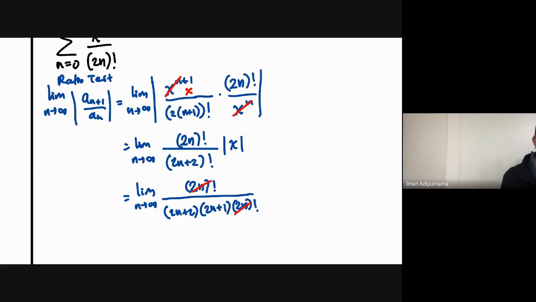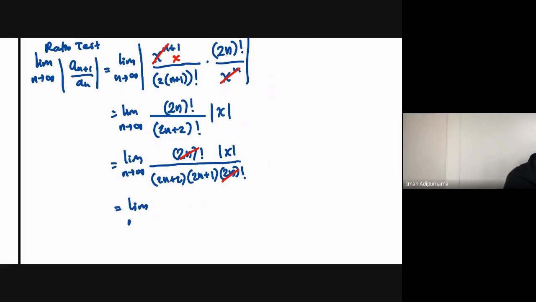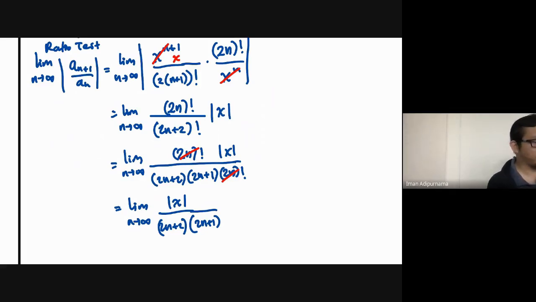So we can cancel this, and we will have absolute value of x over 2n plus 2 multiplied by 2n plus 1. And if we solve the limit, it will be equal to 0, right, which is less than 1.